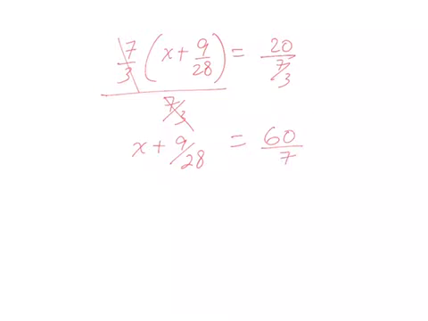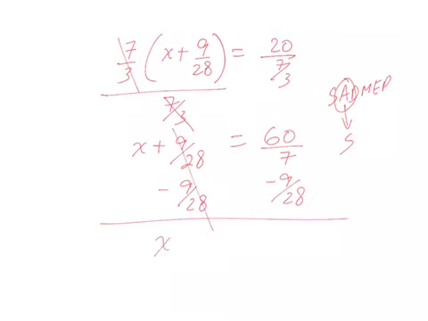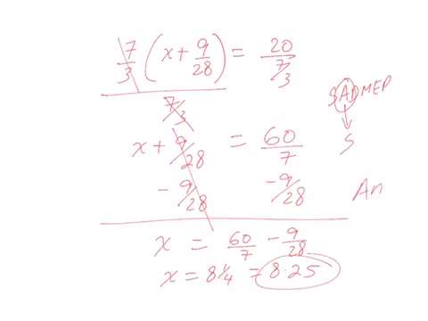60/7. Right? Now again we look at SADMAP. What do we have? We have a couple of divisions, but we have this addition. What's the opposite of the addition? Subtraction. So let's subtract 9/28 on both sides. This cancels, so I'm left with an x. Then we can solve this part: 60 over 7 minus 9 over 28. It simplifies as 8 1/4 or 8.25. If we look at our answer choices, that is answer number 1. So that's how we do the first question.